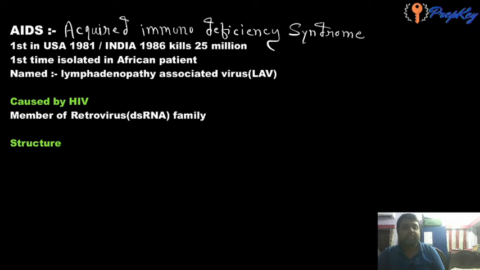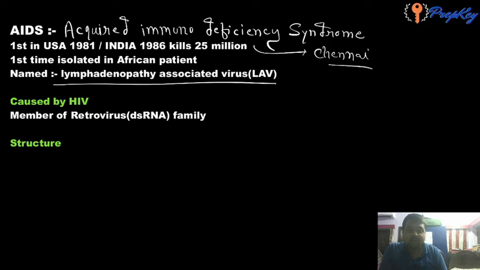This was first detected in the USA in 1981, but in India in 1986 in Chennai. It was first isolated in an African patient, and we named it lymphadenopathy associated virus, that is LAV. After several times, we named it HIV.